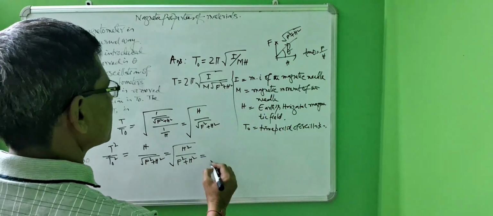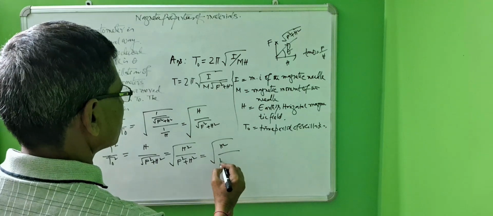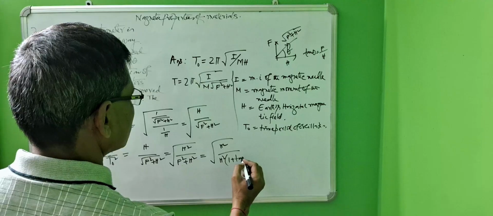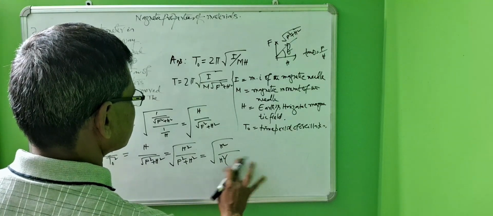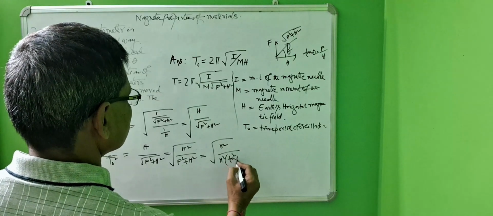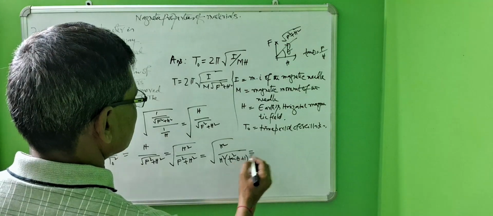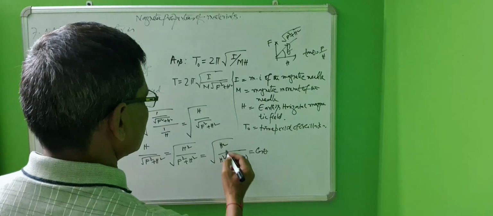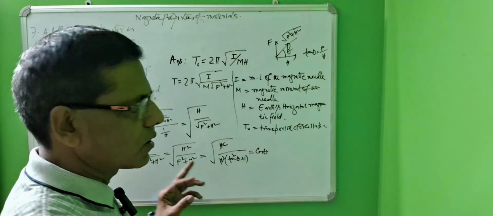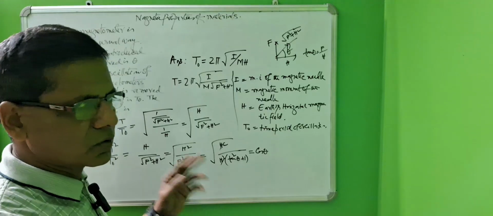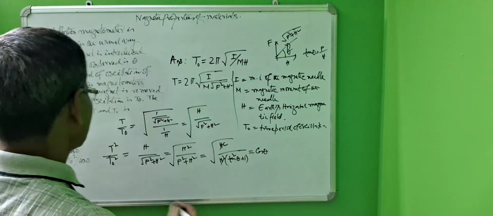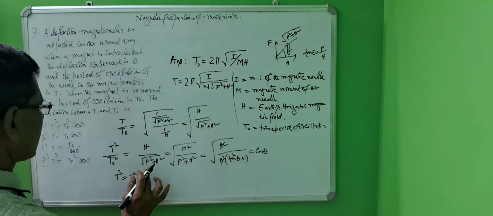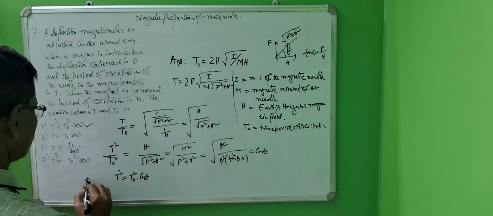Put here F equals this, we get H square upon H square plus F square, equals 1 upon 1 plus tan square theta, which equals 1 by sec square theta, equals cos square theta. Taking the root, T square upon T0 square equals cos theta. So answer equals A.